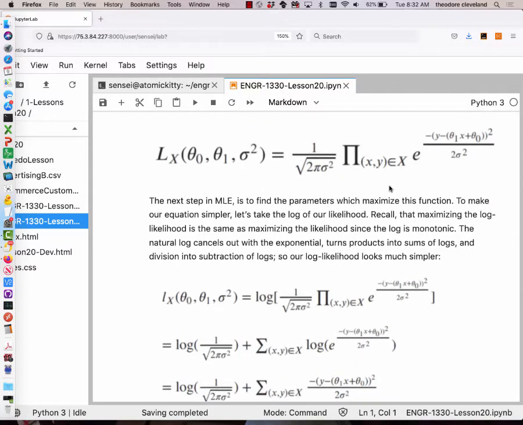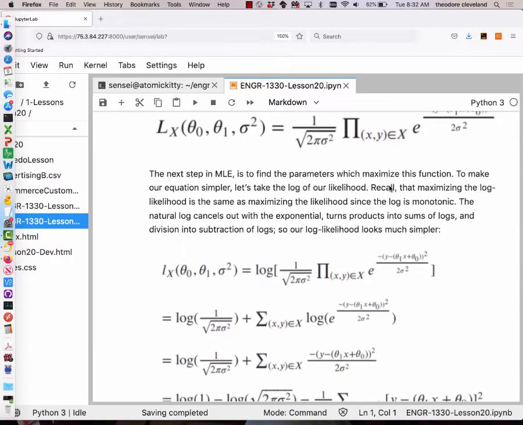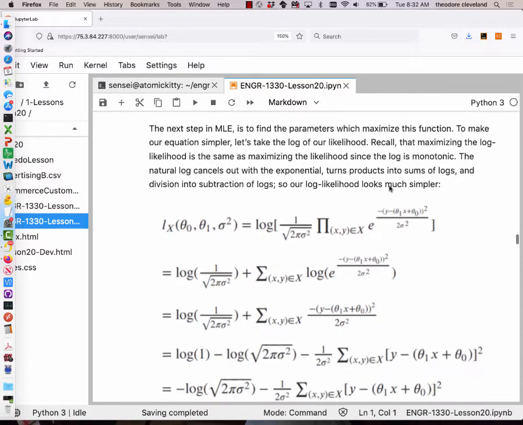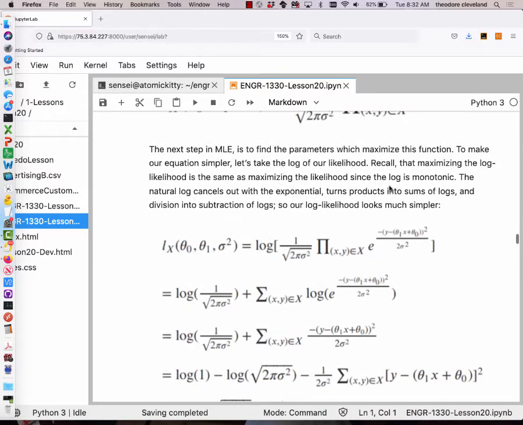So we have this likelihood function. Now we want to find the parameters that make it as big as possible. Working with the stuff that's multiplying is a pain in the butt. So we'll just take the logs of both sides. What does logarithmic transformation do to multiplication?